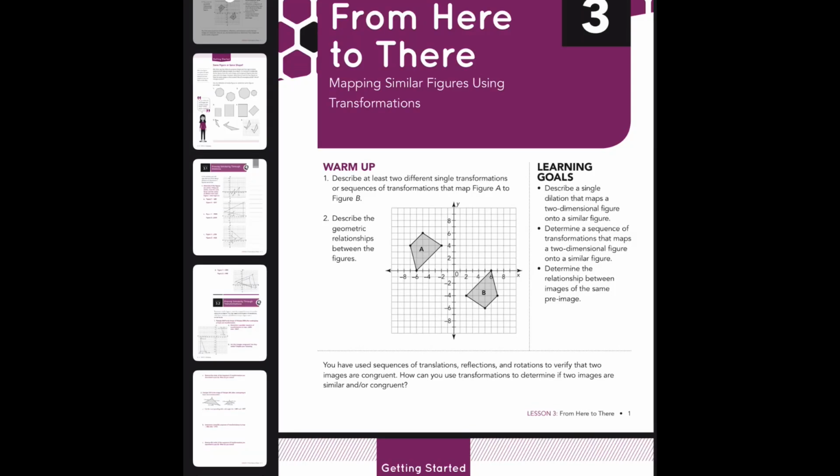All right, getting into our next lesson here on triangle or figure similarity, looking at dilations, comparing similar figures, congruent figures. Starting off with this warm-up, describe at least two different single transformations or sequences of transformations that map figure A to figure B. Well, looking at figure A and figure B, my first thought would be rotation based on the orientation and how it's rotated around from the second to the fourth quadrant.